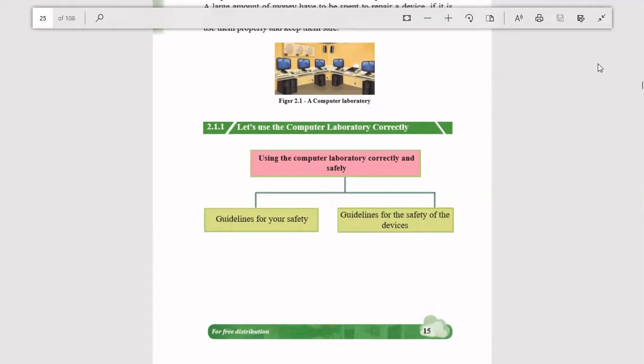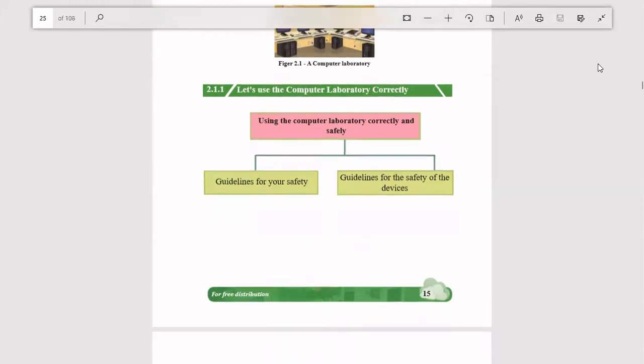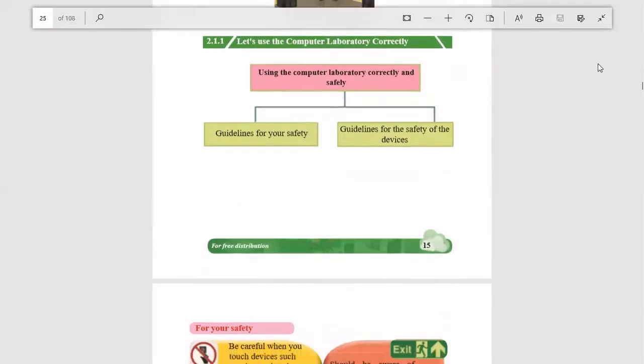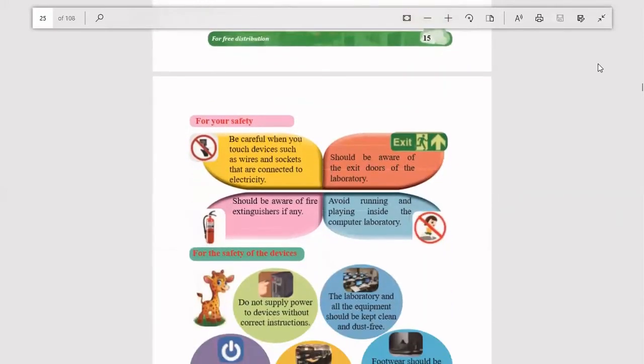When you're using the computer laboratory correctly and safely, there are two sets of guidelines you have to follow. One set of guidelines is for your own safety. The second set is for the safety of the devices. So first we'll think about the guidelines you have to follow for your safety.